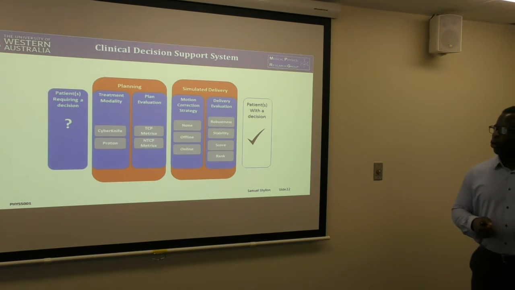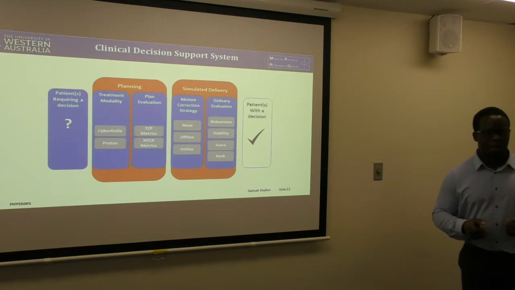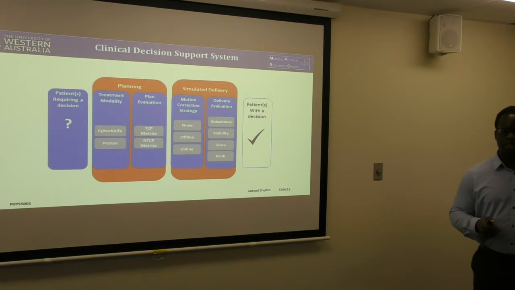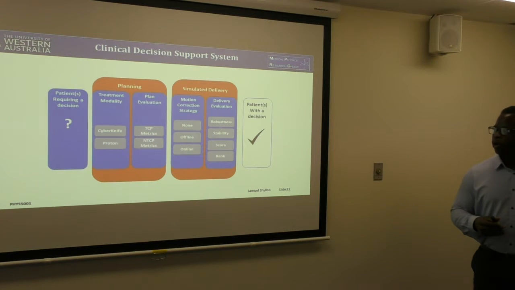When everything is said and done, the hope is that the outcomes of the project can become part of a clinical decision support system that will allow clinicians to efficiently compare treatment plans for CyberKnife and Proton, and select the right treatment modality for their patients, which will hopefully improve the outcomes by making sure the patients are receiving the right treatment modality specific to their disease.